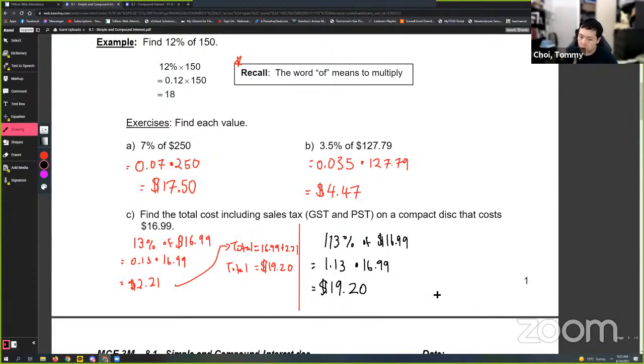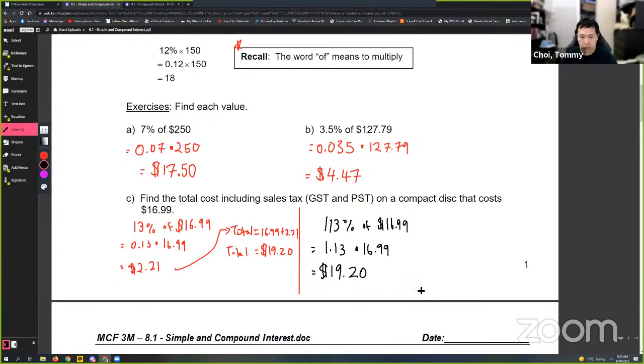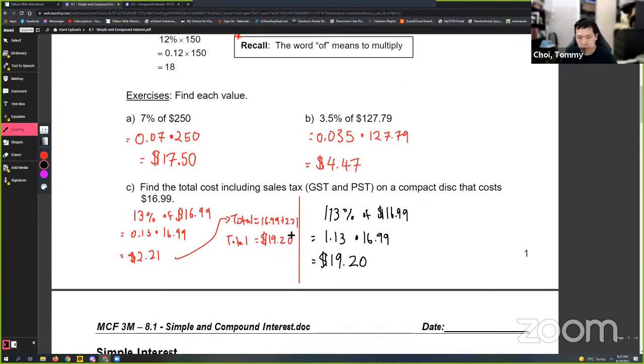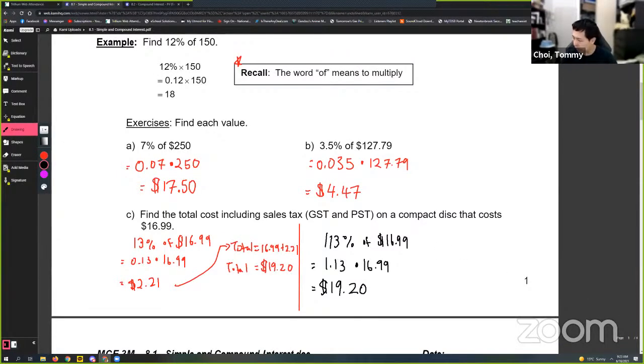Please be careful what the question is asking you. Sometimes I just ask for tax. Sometimes I ask for total cost. Make sure you pay attention to what I'm asking for. All right. Any questions here about percentages and decimals? Hopefully it's so far so good.